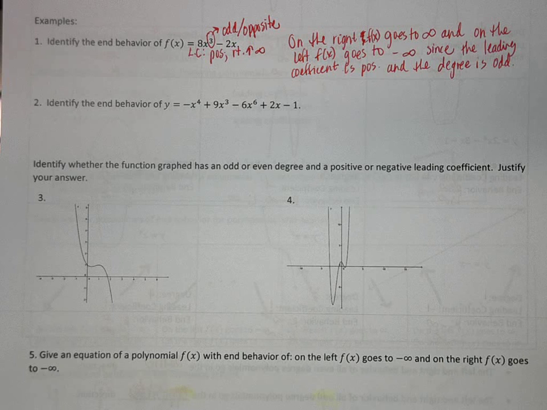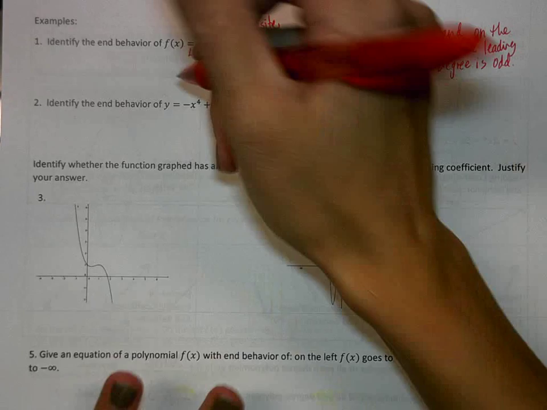Okay, so again, we're just basically saying what's happening with each of the end behaviors, and then we're stating how we know it. So we know it because of the degree and the leading coefficient. Okay, so what do you think is going to happen with number 2? So we first look at the degree. And is the degree odd or even?